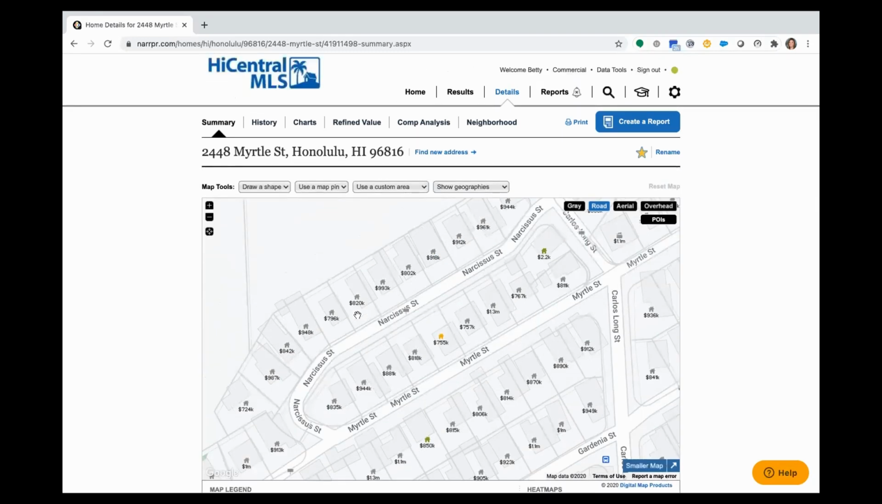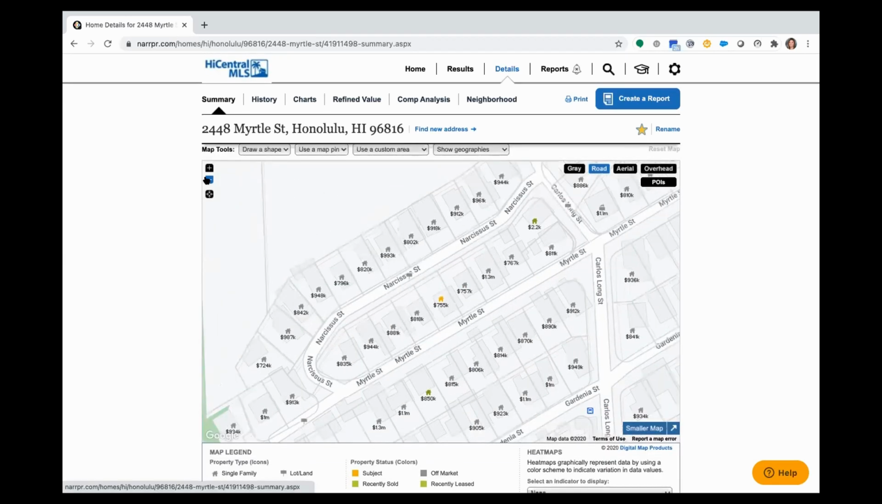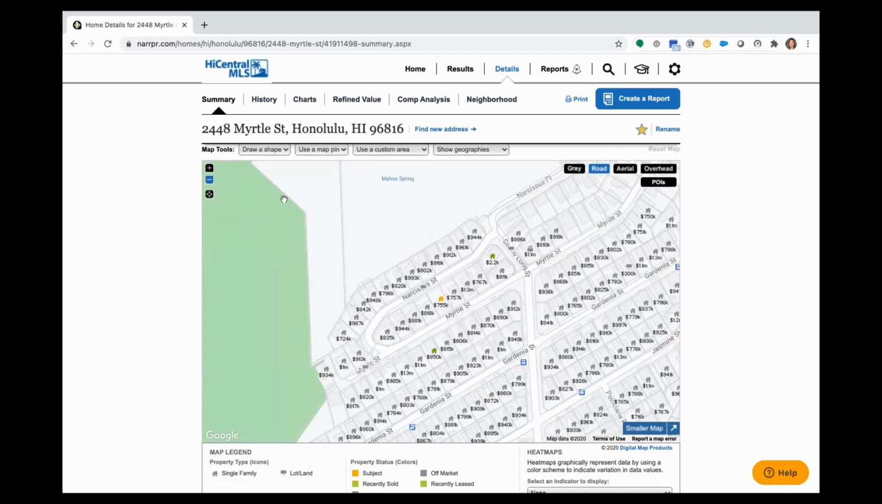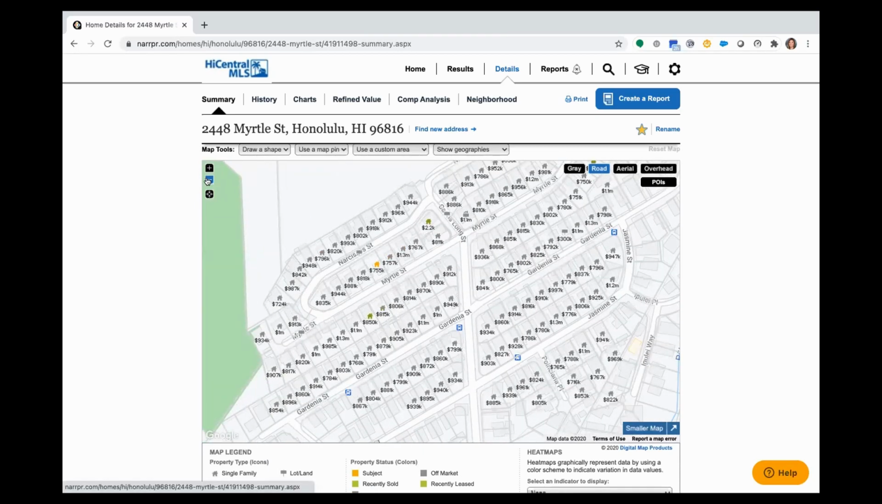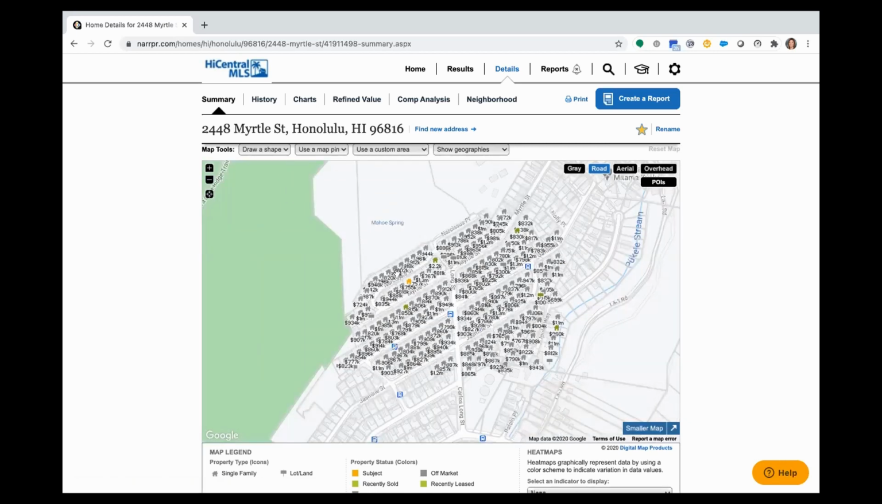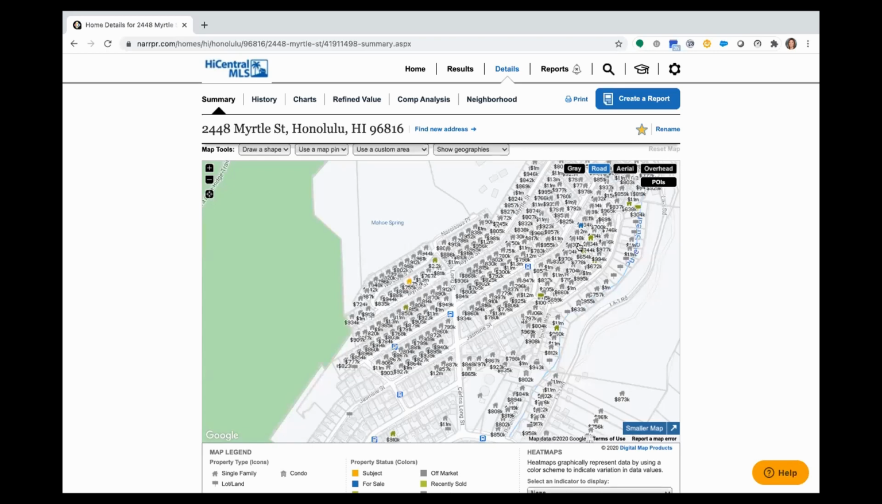I'm going to centralize my screen here and zoom out a little bit, because when you zoom out, you start to get a parcel view of what's going on in the market area. So I can see all of the boundaries for neighboring properties overlaid in the map.